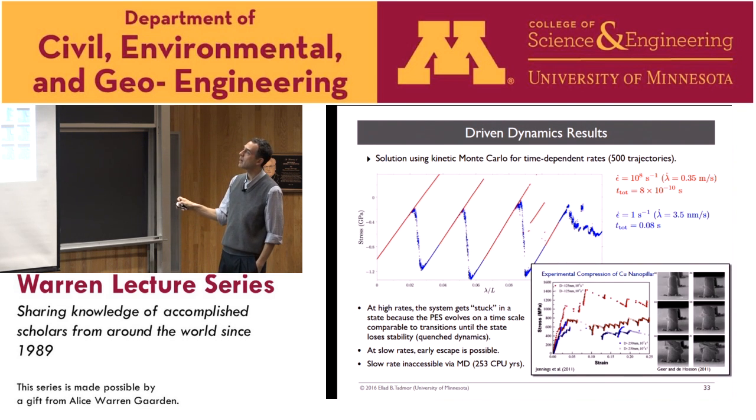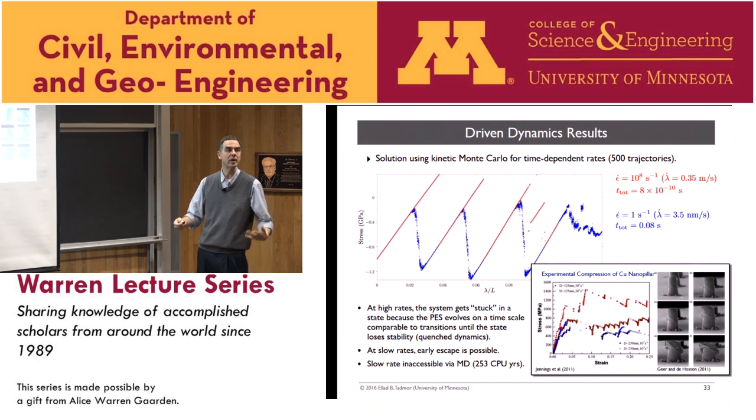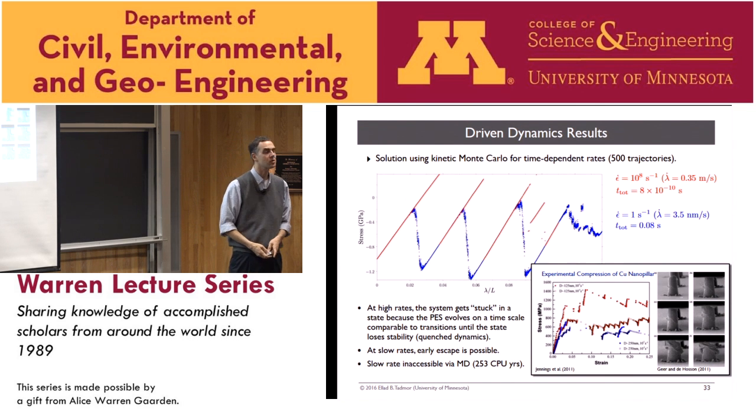And just showing the experiments again, you see that qualitatively, even quantitatively, it's in pretty good agreement with the experiments. You see that at high strain rates, the curve is higher up. At low strain rate, it's lower down, and we now understand what's happening. It's escaping, and so on. So that seems reasonably good.